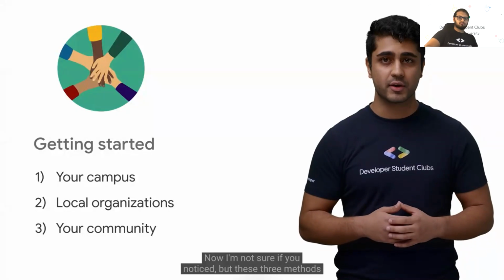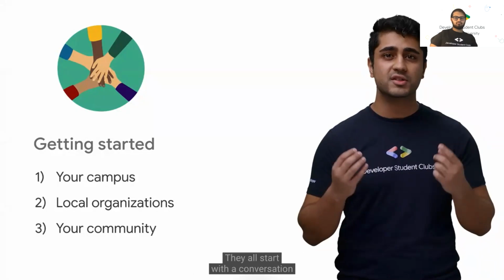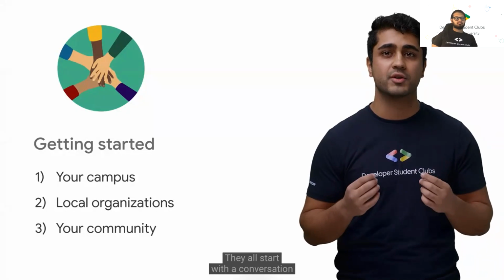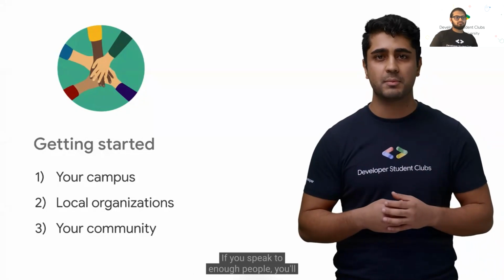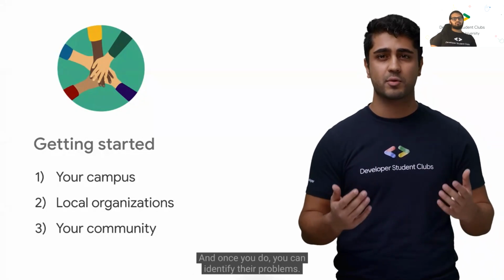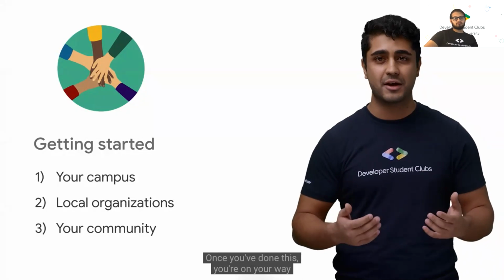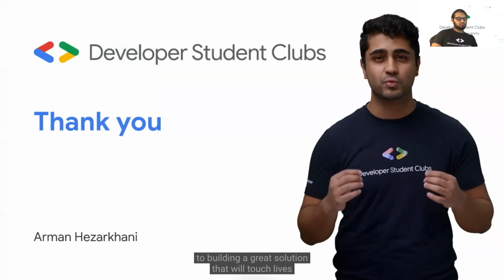Now, I'm not sure if you noticed, but these three methods have one thing in common. They all start with a conversation, with a student, an organization, or any other member of your community. If you speak to enough people, you'll feel the friction in their lives, and once you do, you can identify their problems. Once you've done this, you're on your way to building a great solution that'll touch lives right in your community.